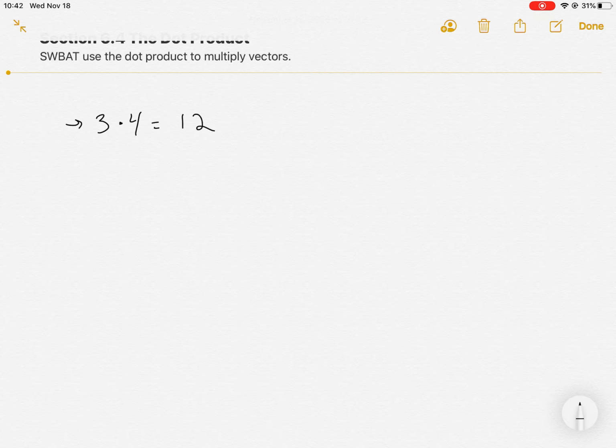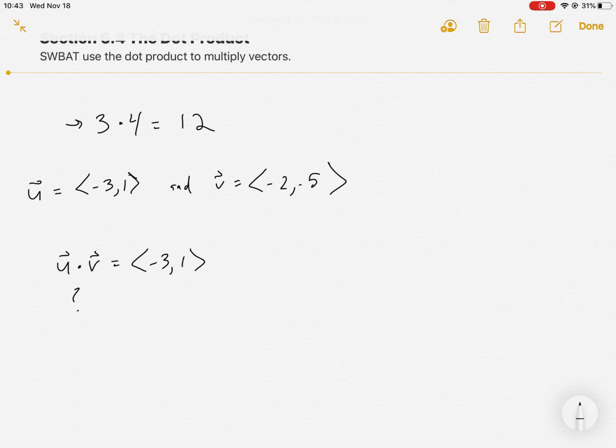But if I have two vectors, let's say u is the vector -3, 1, and v is the vector -2, -5. What does it mean to multiply these two vectors? -3, 1 times -2, -5. This is kind of a weird thought because what do you multiply? Do you distribute? Do you add stuff?